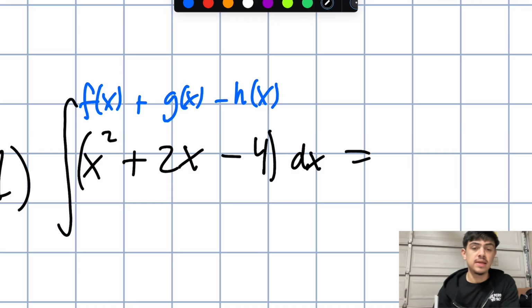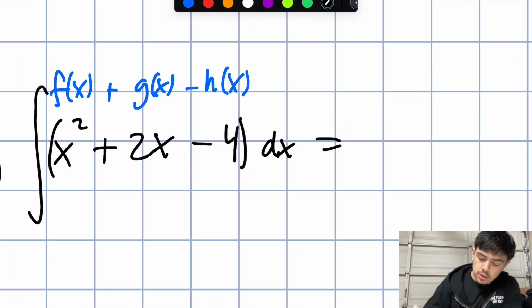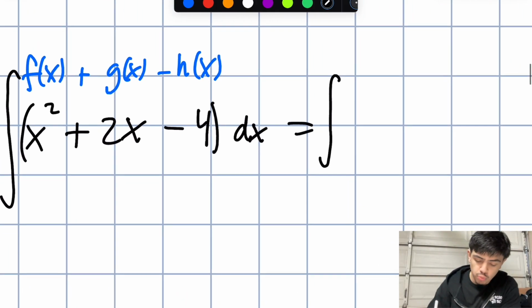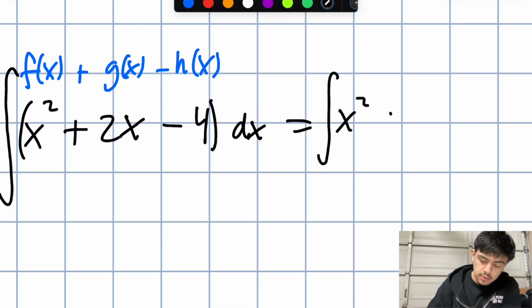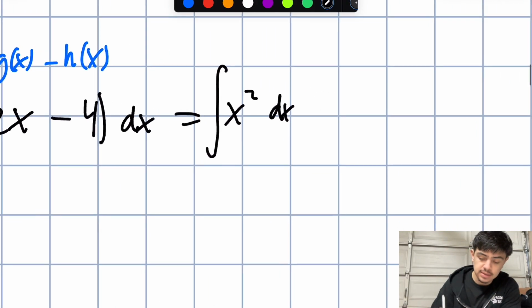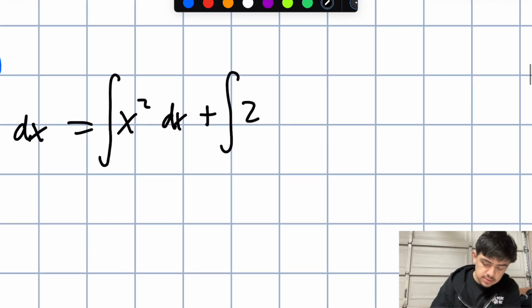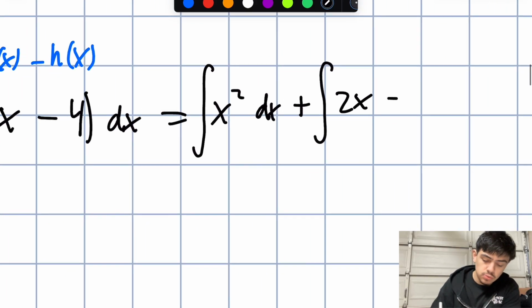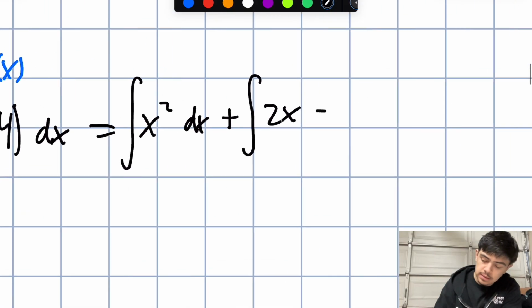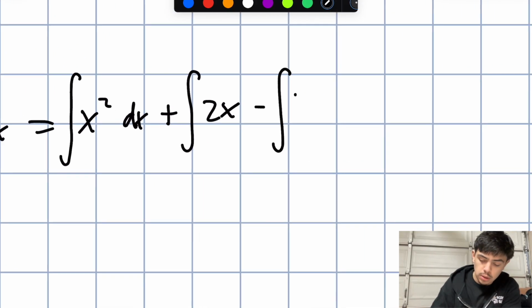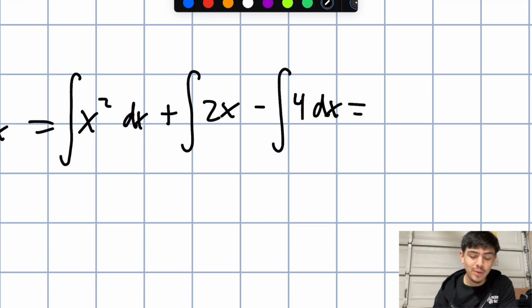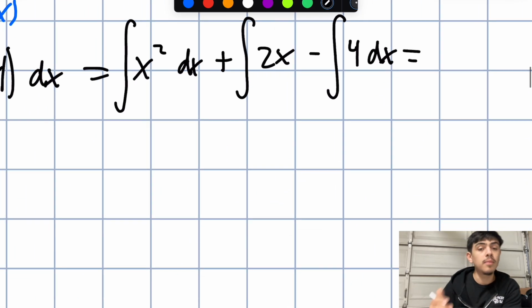So with these properties, let's go ahead and apply them. Let's separate this into three integrals. Now we have the integral of x squared dx. Remember, always add your dx. Integral and dx are one operator. And then we have a plus, the next integral of 2x dx. And then we have a minus, remember, minus the integral of 4 dx. Boom. Simple enough. Now we can approach each of these integrals separately to make it easier on us. Let's work on the first one.